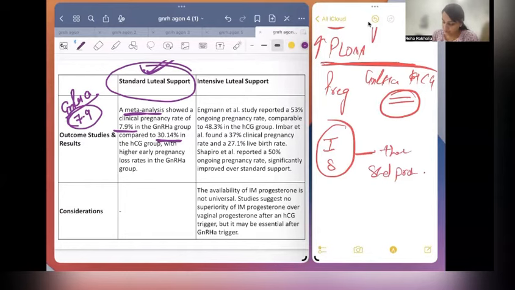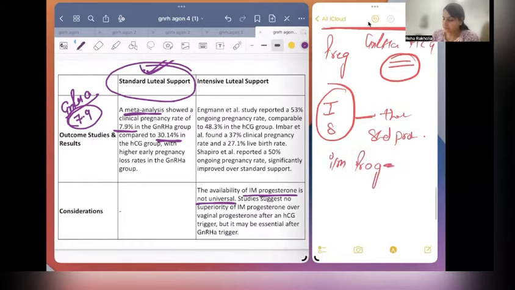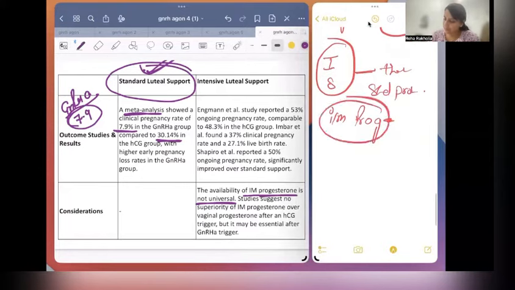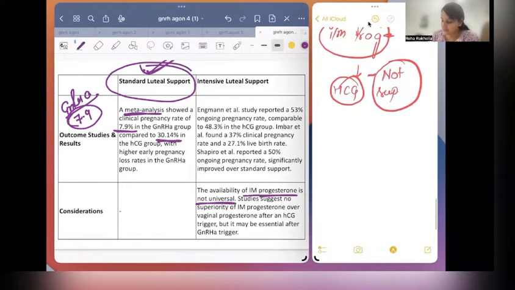Now, the availability of IM progesterone is not universal. What does the study show? If we use an HCG trigger, IM progesterone is not superior to other progesterone. But if we give a GnRH agonist trigger, IM progesterone may be essential.